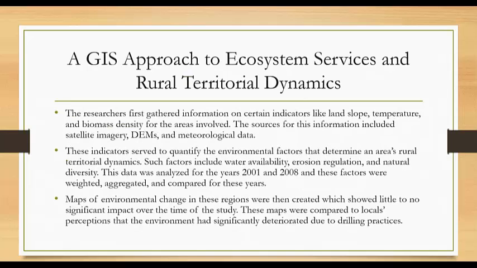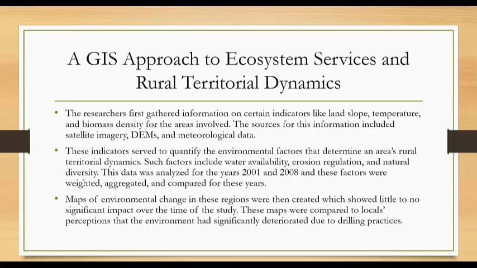In this analysis, the researchers first gathered their information on certain indicators like land slope, temperature, and biomass density for the areas involved. The sources for that information include satellite imagery, DEMs, and meteorological data. These indicators serve to quantify the environmental factors that determine an area's rural territorial dynamics. These factors include water availability, erosion regulation, and natural diversity.